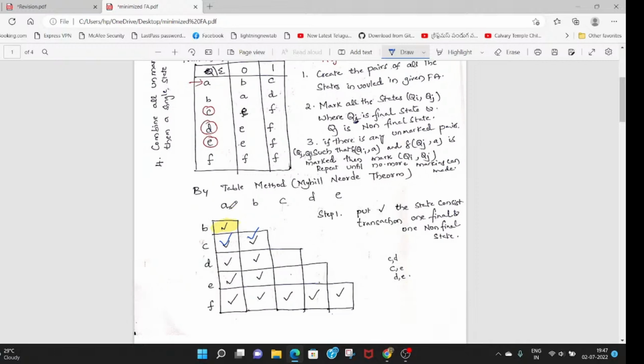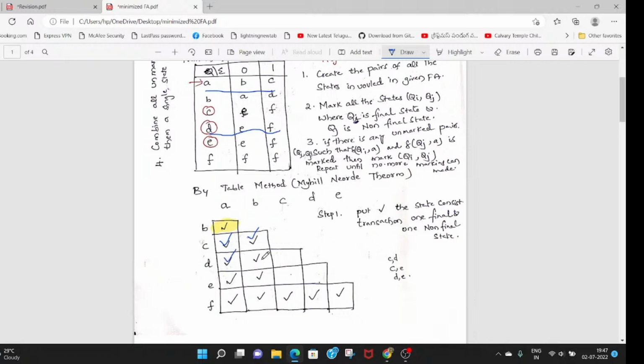And after that, I'm considering A and D. So I have states BE, CF. I know B is a non-final state and E is a final state. So because of that reason, I'll make AD also a tick.